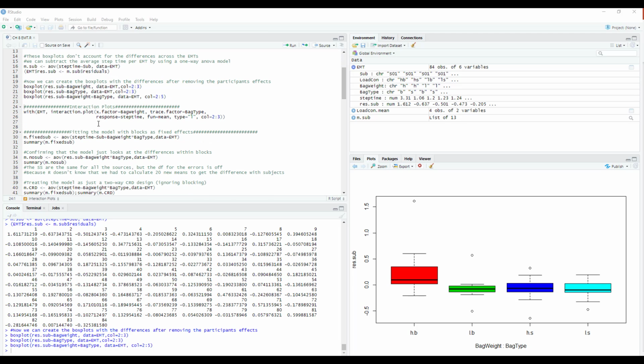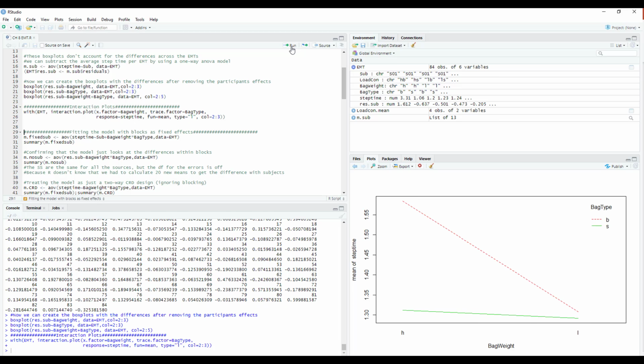Another plot you want to make when you're dealing with 2 or more factors is the interaction plot. So we can say with EMT, so it knows where to get the data, we want to create an interaction plot. Our x factor that will stick down here is bag weight. Our trace will be the bag type, so that's the lines it'll draw. And then our response is going to be step time. If there is no interaction between the type of bag and the loadout, then these lines should be parallel. If this line is fairly flat, then this line should also be fairly flat.